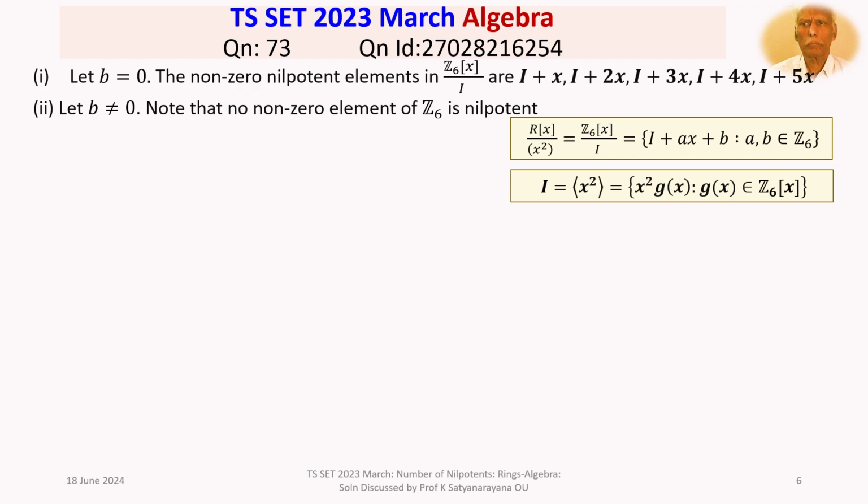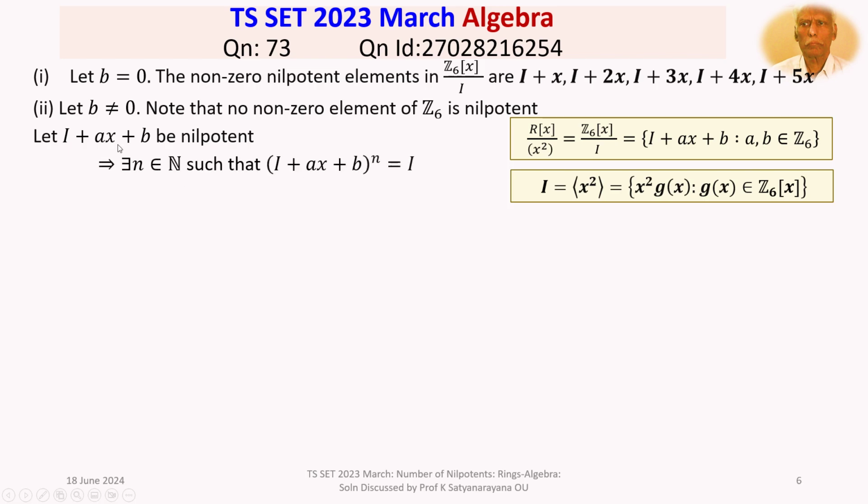Like that you verify 3, 4, 5. So no non-zero element of Z6 is nilpotent. So that is your first observation. You require that one in the next discussion. So let I plus AX plus B be nilpotent, B not equal to 0. B equal to 0 we have already discussed. Now, because it is nilpotent, this is an assumption you are making.